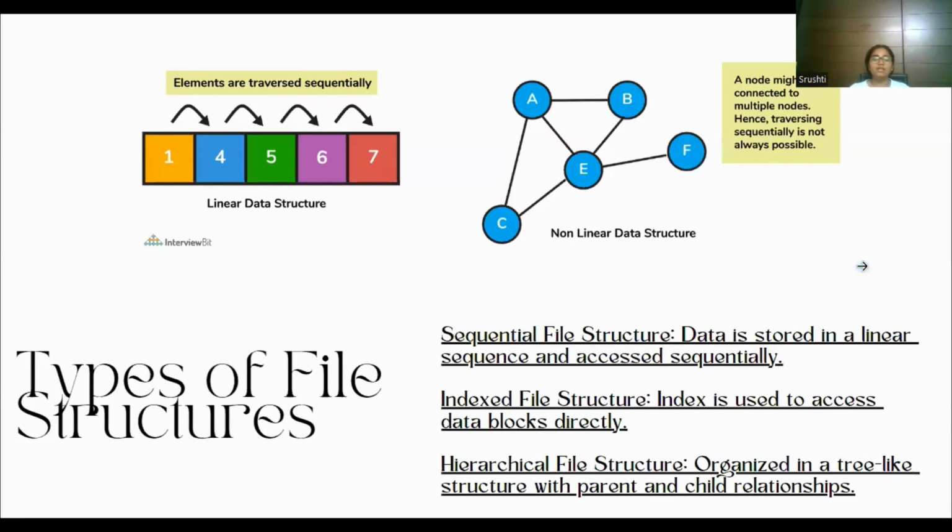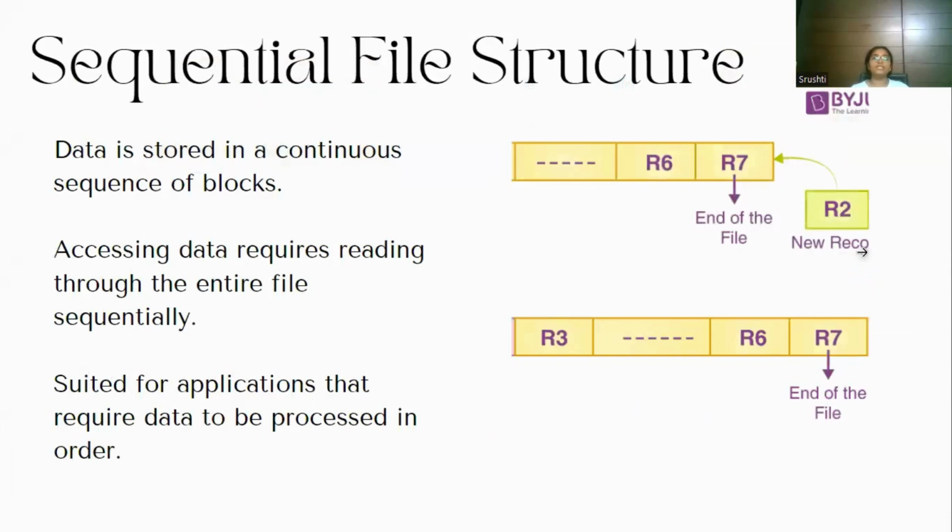Now let's learn about these file structures in detail. The first one being sequential file structure. Here, data is stored in a continuous sequence of blocks. Accessing data requires reading through the entire file sequentially. It is suited for applications that require data to be processed in order.